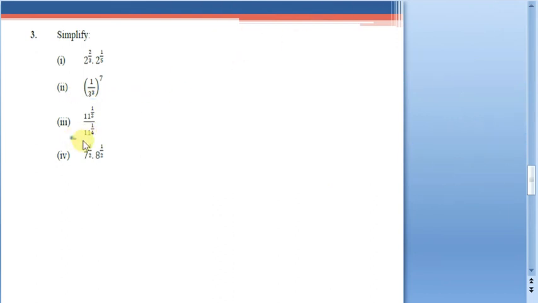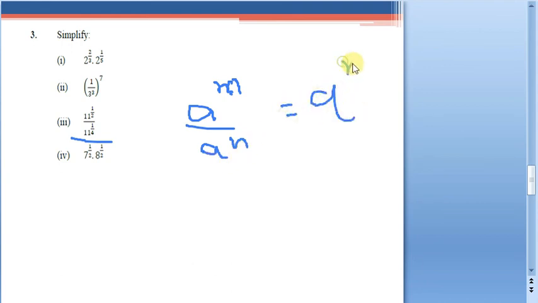Now the third one, 11 power 1 by 2 by 11 power 1 by 4. See here, the base: if I assume the base 11 as a, some power m is there, and by the same base there is a power n. So what is a power m by a power n? It is the same as a power m minus n. This is one exponential law that we have seen, so you can use the same here. It is in the form of a power m by a power n, so it will be a power m minus n.